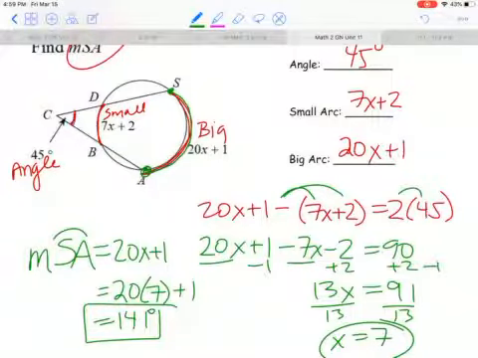Okay, that is 11.5. During this section, we also want to be looking at 11.6 and 11.7, so make sure you watch those videos.